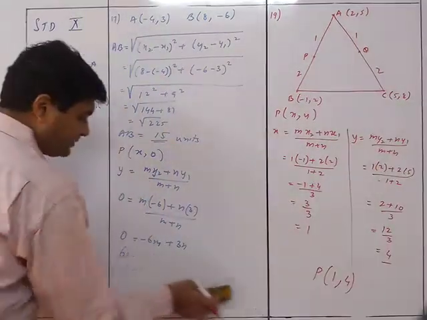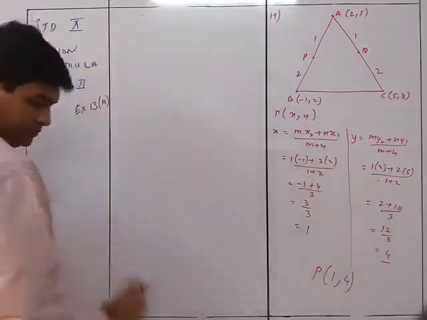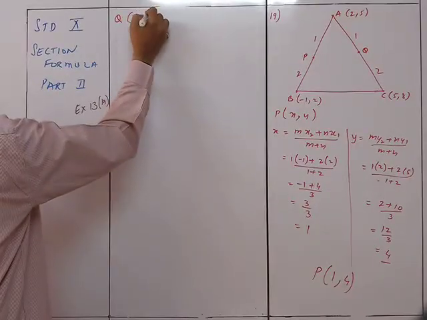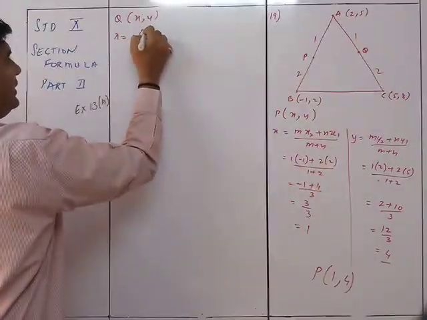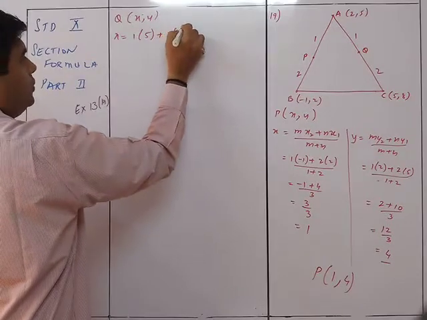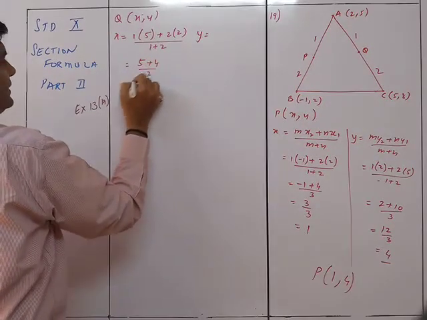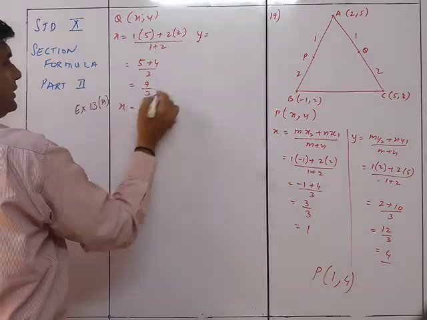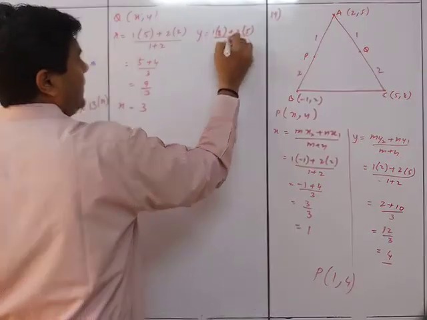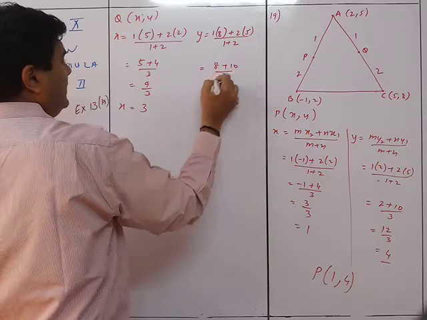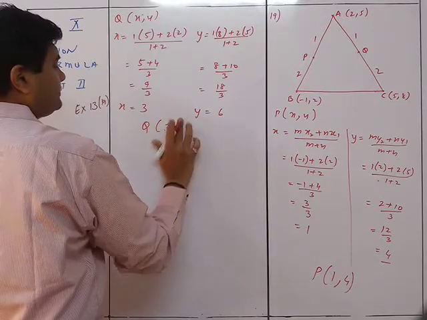We now move on to the second part, that is finding the value of Q. So we have over here Q is (x, y), again the same way. x is equal to (1 into 5 plus 2 into 2) upon (1 plus 2), which is equal to (5 plus 4) upon 3, that's 9 upon 3, x is equal to 3. y is (1 into 8 plus 2 into 5) upon (1 plus 2), which is (8 plus 10) upon 3, equal to 18 upon 3, y is equal to 6. So Q is equal to 3 comma 6.